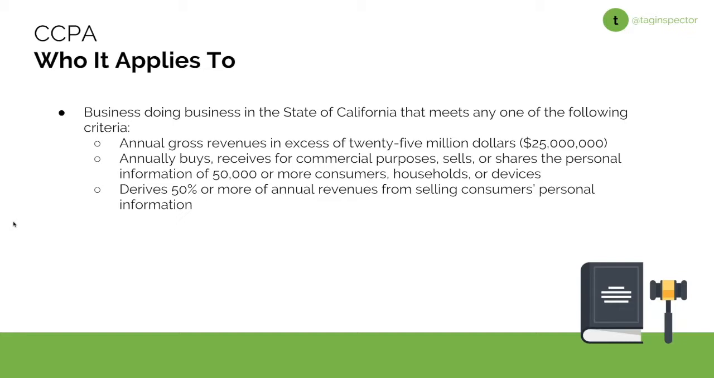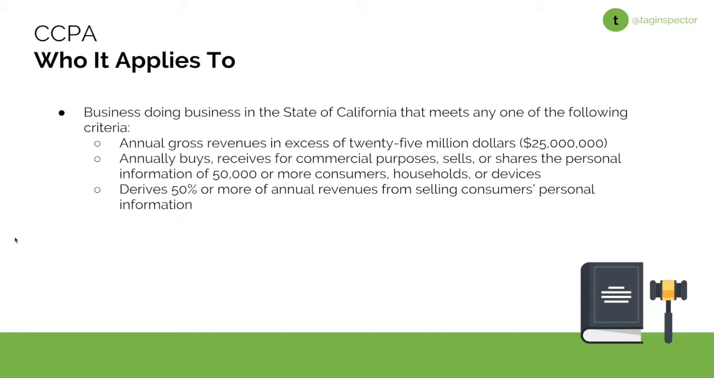So it's going to apply to any organization that meets one of these three criteria. The first is any company with annual gross revenues in excess of $25 million. Second one, any organization or business that annually buys, receives for commercial purposes, sells or shares personal information of 50,000 or more consumers, households, or devices. We'll get into some of those actual definitions for buys, sells, all that. And then finally, any business that derives 50% or more of annual revenues from selling consumers' personal information.